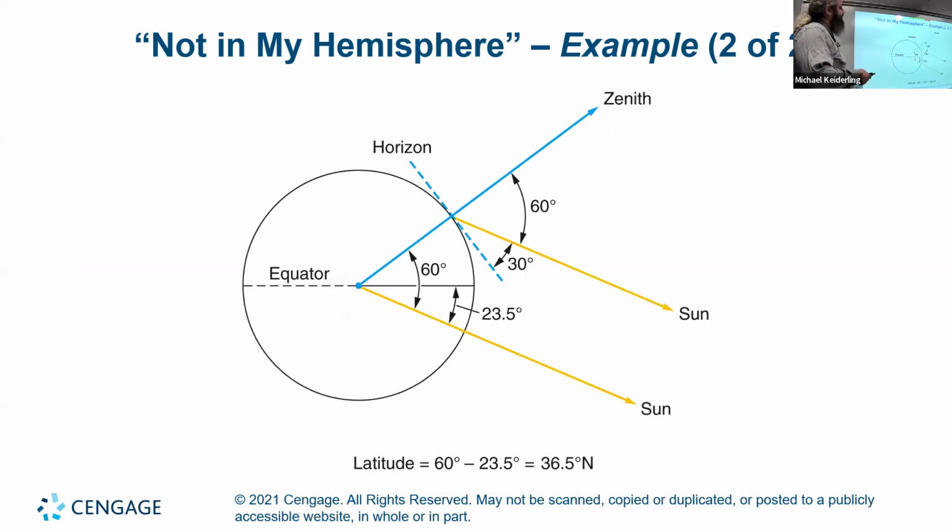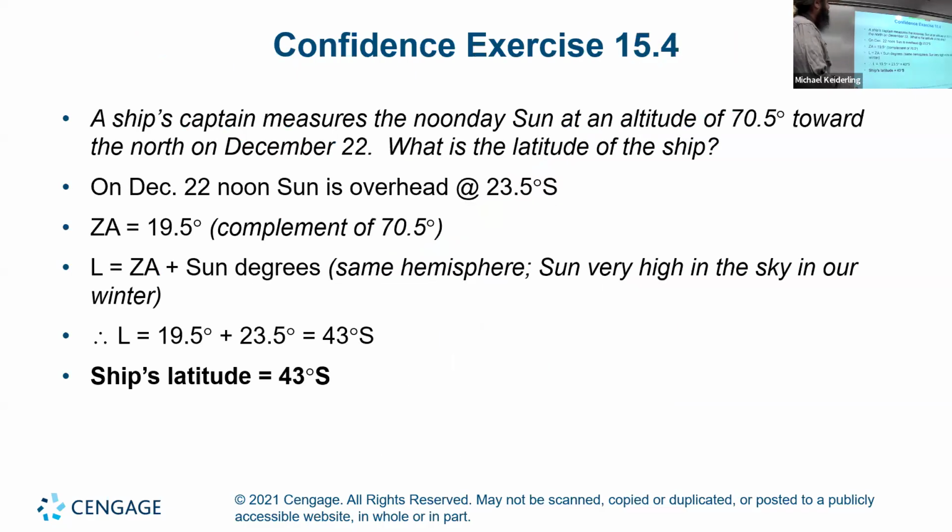Here's the example. You see 60 degrees because you measured 30, and then you have to subtract 23.5 degrees because the sun is below the equator. Here, a ship's captain measures the altitude at 70.5 degrees towards the north on December 22nd. What is the latitude of the ship?